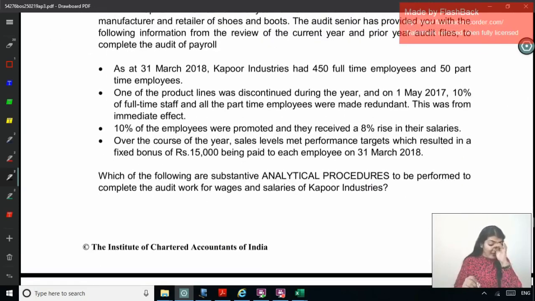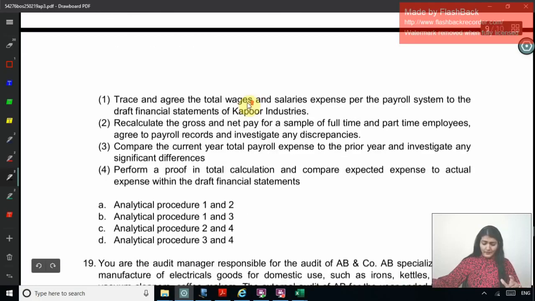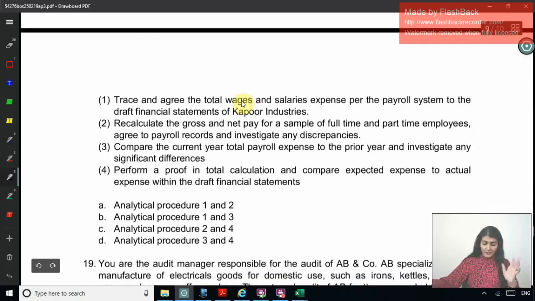Over the course of the year, sales level met performance targets, which resulted in a fixed bonus of 15,000 being paid to each employee. Now, which of the following are substantive analytical procedures to be performed to complete the audit work for wages and salaries of Kapoor Industries? So there it was, which is the most reliable evidence? Now here they are saying, which is the substantive analytical procedure to be performed?